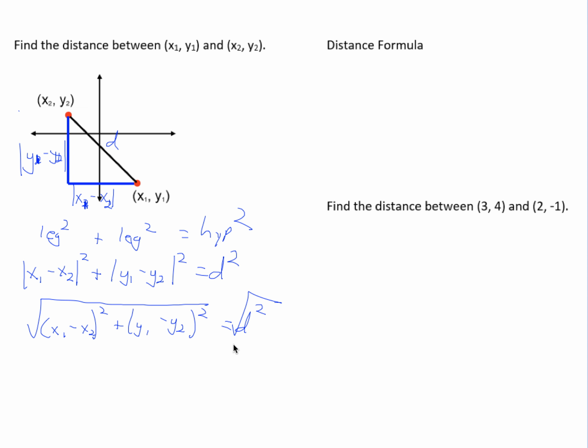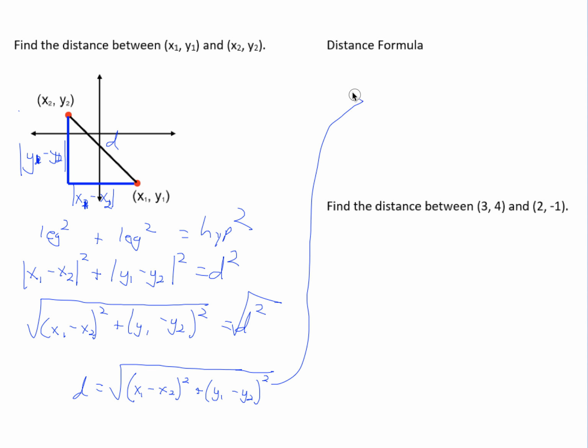And I'm going to just switch the order here, I'm going to put the d on the left side. d equals the square root of x sub 1 minus x sub 2 squared plus y sub 1 minus y sub 2 squared. And that is the distance formula. So that could go right there in that spot. That is the distance formula. Know it.